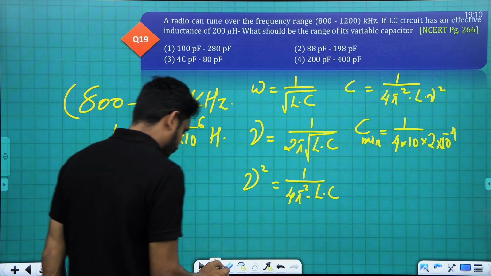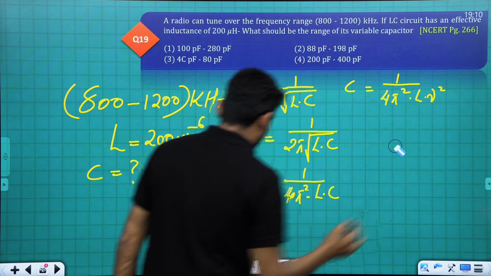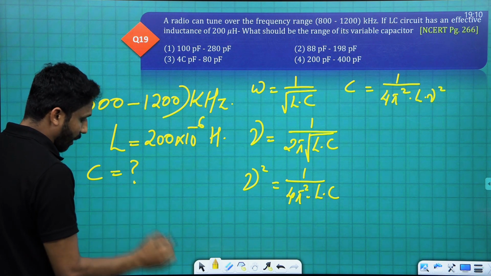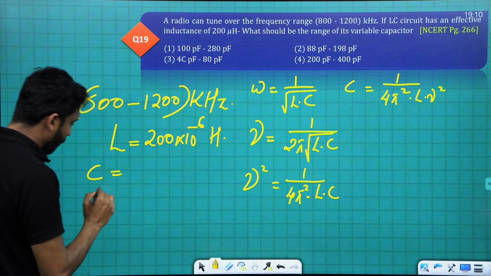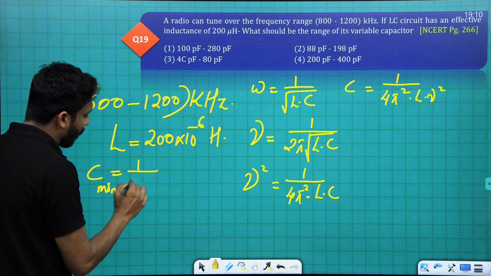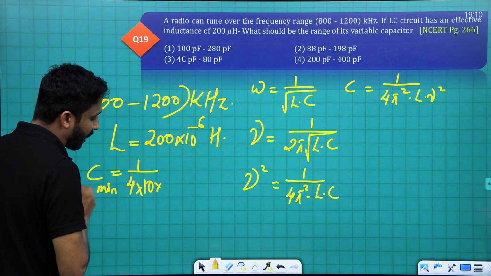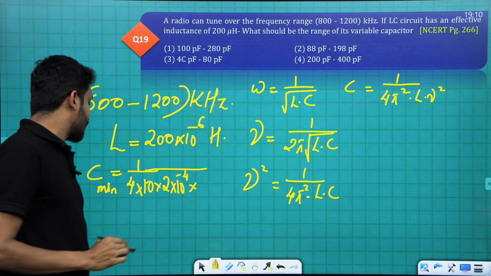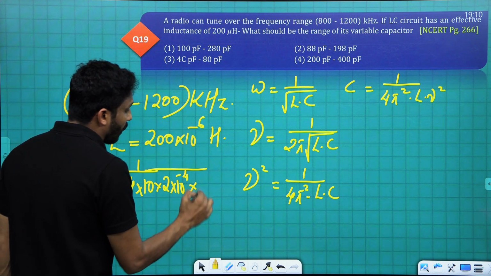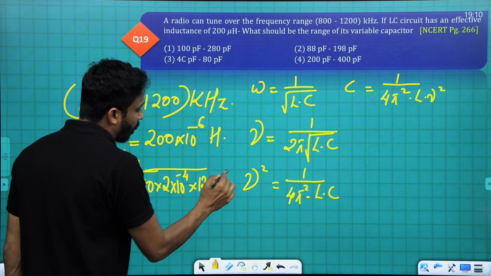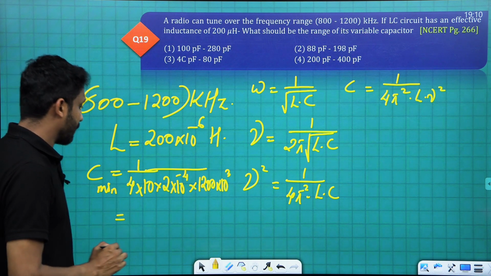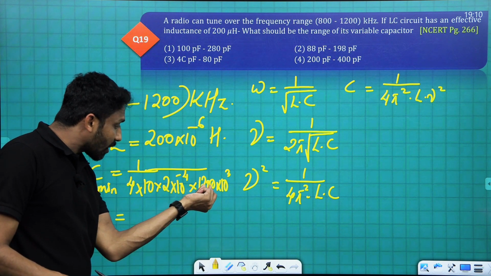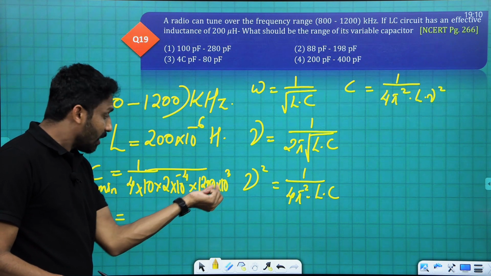Now see, I may place this value here. The minimum capacitance C minimum is equal to 1 divided by 4 into pi square, approximated as 10. Then L is equal to 2 into 10 raised to minus 4. Then the maximum frequency 1200 kilo, 1200 into 10 raised to 3. Then what we obtain here? 10 into 10 raised to minus 4, that is 10 raised to minus 3, into 10 raised to 2, that is 10 raised to minus 1, into 10 raised to 3.